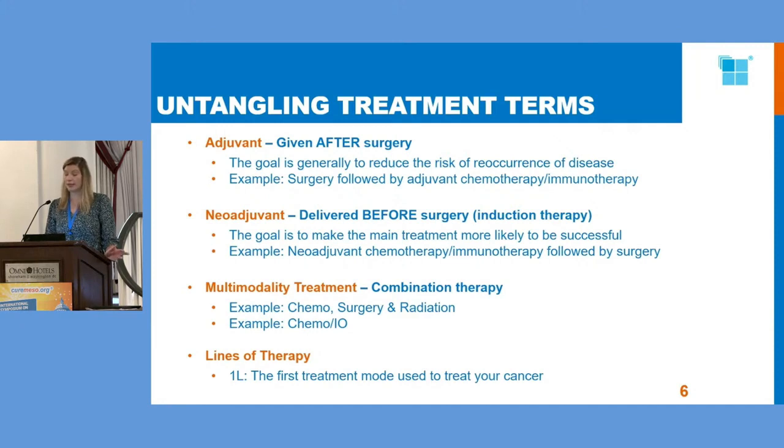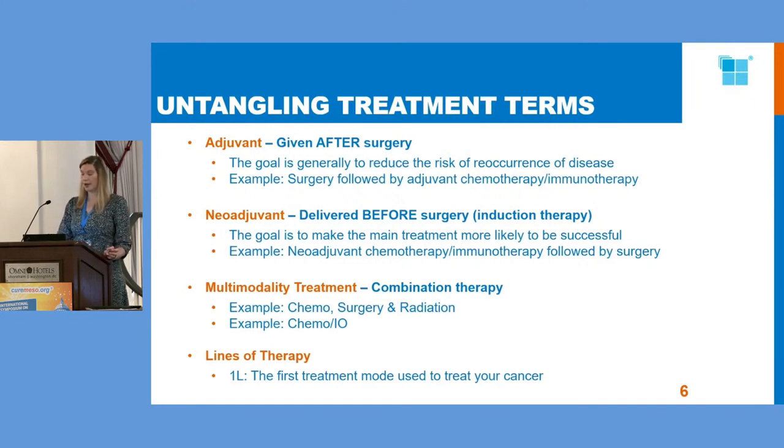So an example is surgery followed by adjuvant chemotherapy. Neoadjuvant is given before surgery. It can also be called induction therapy. The goal is to make sure that the surgery is more likely to be successful. An example of this, in your notes, you might see neoadjuvant chemotherapy.